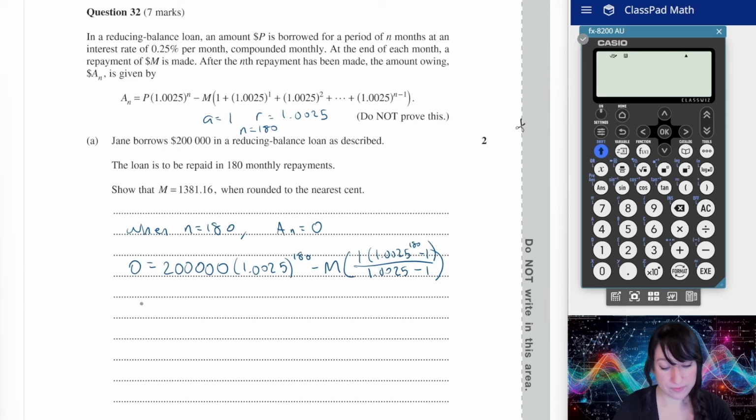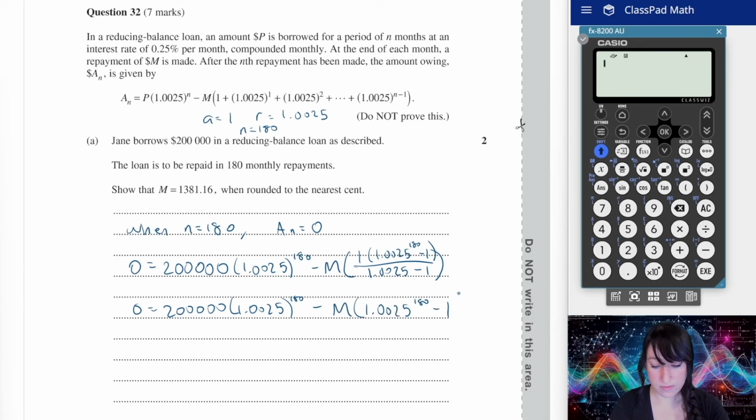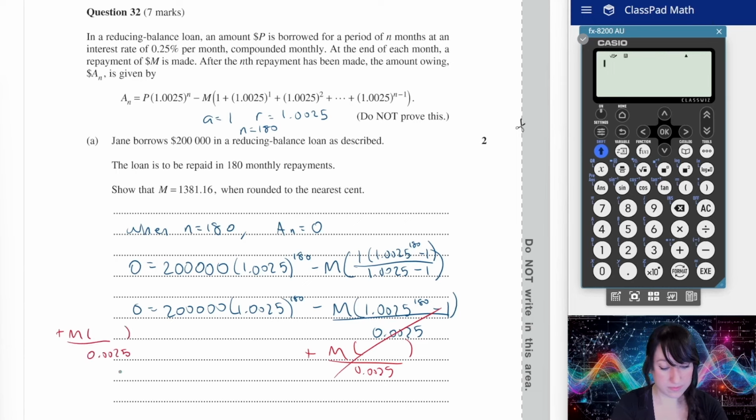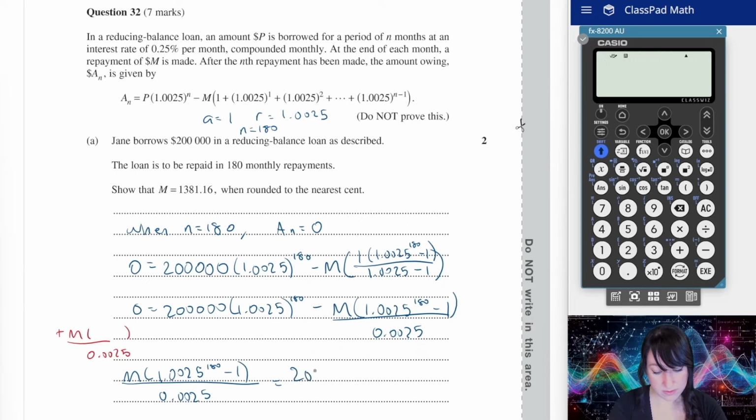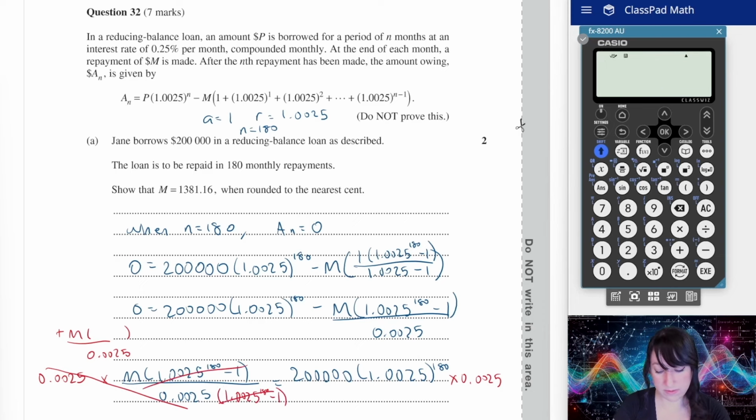We can clean that up a little bit. Now, what I'll usually do is treat this as one negative term and add it to both sides. And the last thing to do to solve for M is to multiply by the 0.0025 and divide by the bracket. So we just have to calculate that.